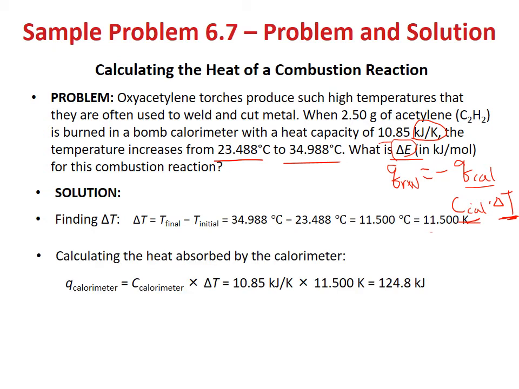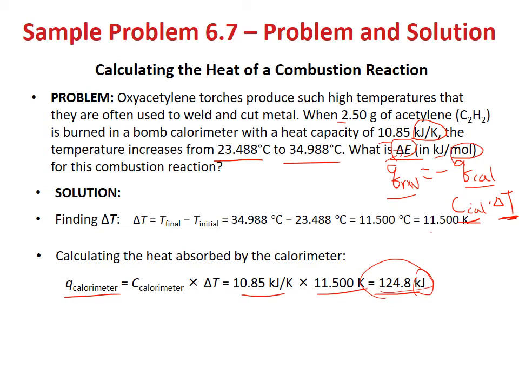Alright, so heat can be calculated. The calorimeter heat is the calorimeter heat capacity times the temperature change, and that gives you 124.8 kilojoule. Now it asks you for the internal energy of the reaction, which is the heat of the reaction, and this is the heat of the calorimeter. So the heat of reaction should be the negative of this one, and it also asks for kilojoule per mole.